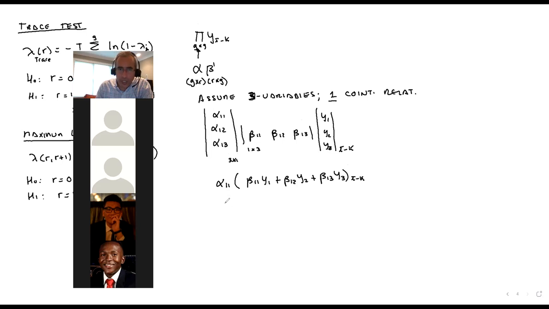Okay. And now the final thing that normally we do in econometrics is we normalize by beta 1,1. So this is going to always be 1. In order to be 1, the other ones are going to be simply divided by beta 1,1: beta 1,2 over beta 1,1, y2 plus beta 1,3 over beta 1,1, y3, t minus k. So this is the way we're going to see the results in a couple of minutes.